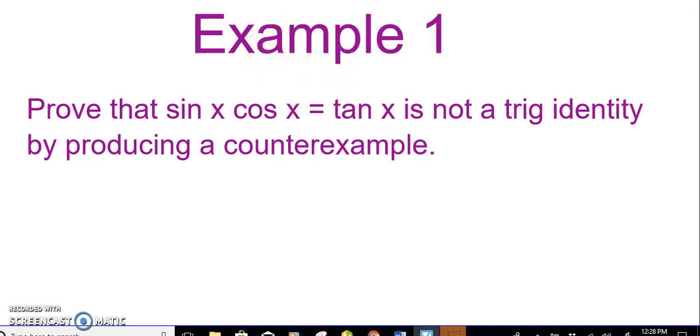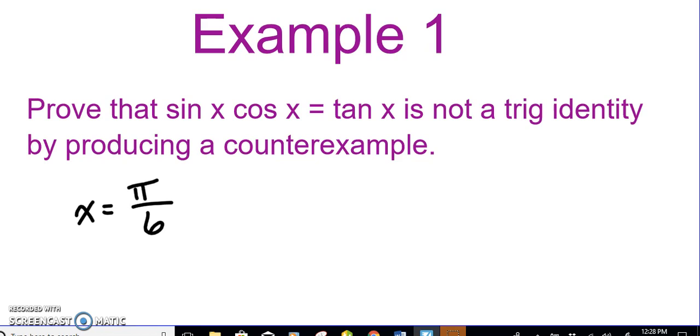So let's just choose something. Let's say x equals pi over 6. Let me fix that. Say x equals pi over 6.